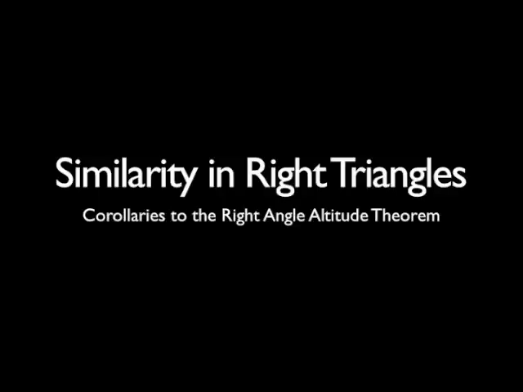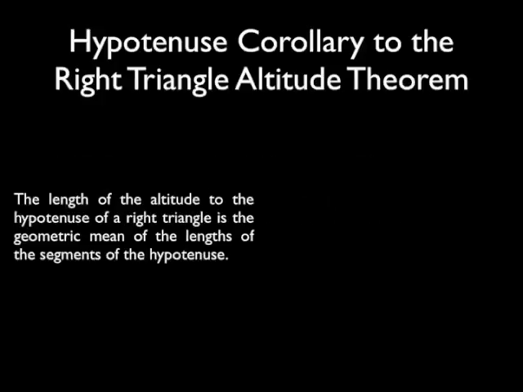Now, the right-angle altitudes theorem has a couple of corollaries that come along with it. Now that we know the definition of geometric mean, these corollaries should be fairly easy to understand. This first corollary is called the hypotenuse corollary to the right triangle altitude theorem. The length of the altitude of the hypotenuse of a right triangle is the geometric mean of the lengths of the segments of the hypotenuse.